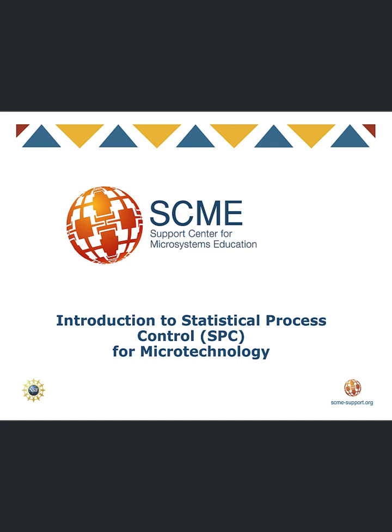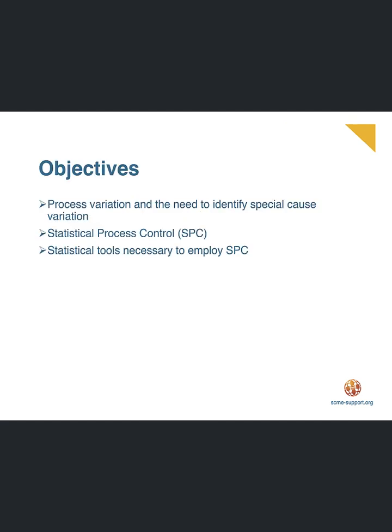Topics included in this presentation are process variation and the different types of variation that one might see in a manufacturing process. What is statistical process control, or SPC, and the statistics necessary to understand and build SPC charts. So let's get started. So, what is statistical process control?